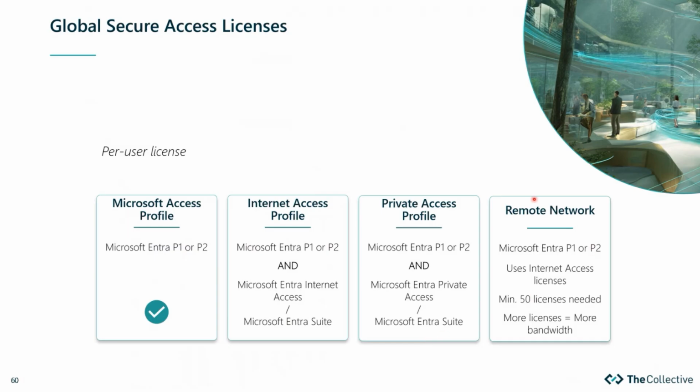I also talked about the remote access feature. So if you want to build IPsec tunnels from a remote branch and give access for users to Global Secure Access as well, you also need a P1 or P2. You need to buy internet access licenses with a minimum of 50 licenses, and the more licenses you buy, the more bandwidth you get. But that's something we would need to deep dive on if this is the case, how much bandwidth you need and how many licenses you need to buy for that.